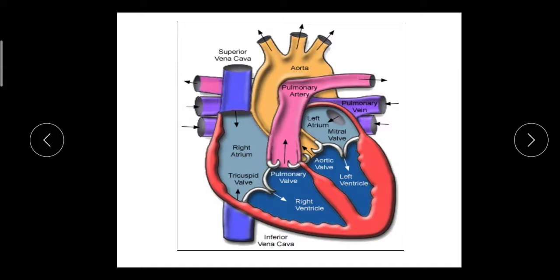purified, or we can say oxygenated, and the oxygenated blood from the lungs comes through the pulmonary vein into the left atrium, then goes into the left ventricle, and it is pumped out from the heart through the aorta. The oxygenated blood is supplied towards the different organs. So this is the path of blood through the heart.